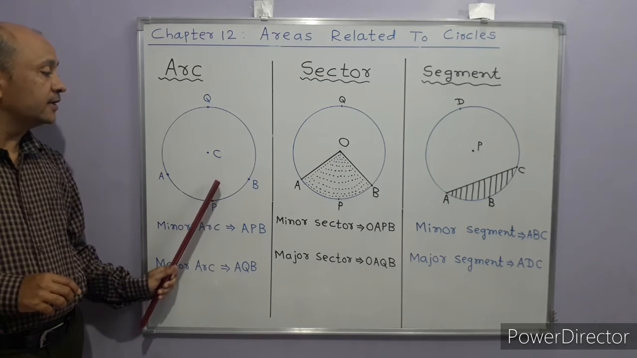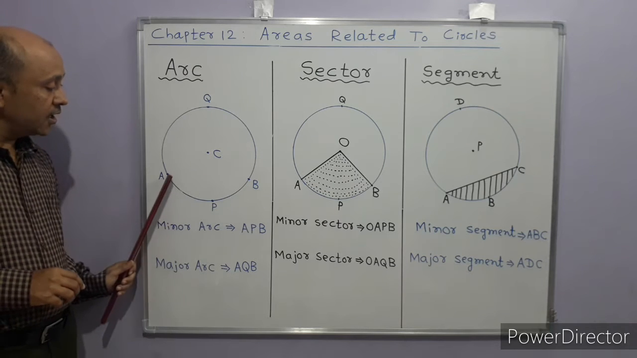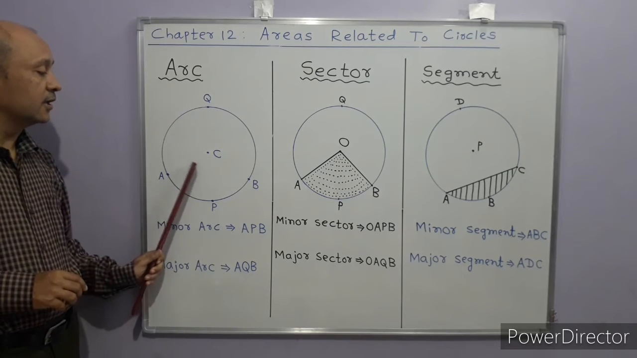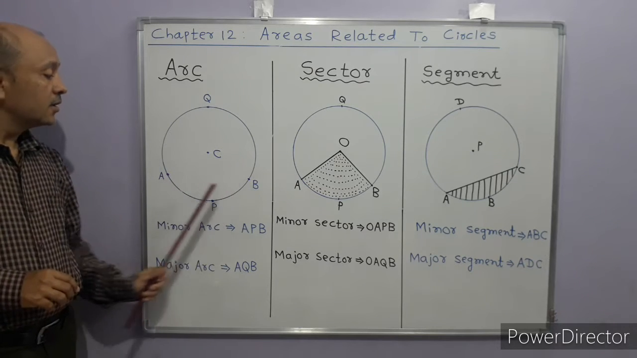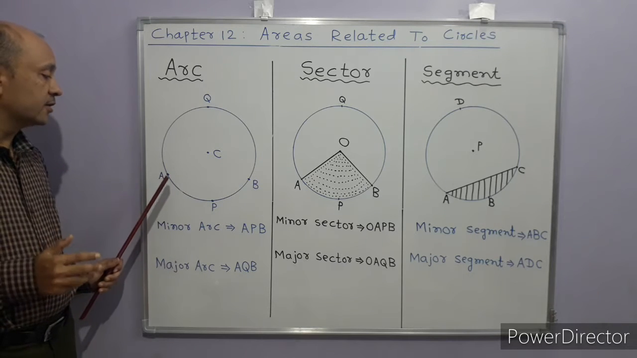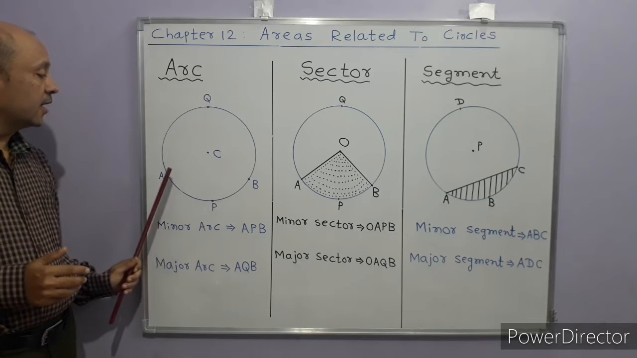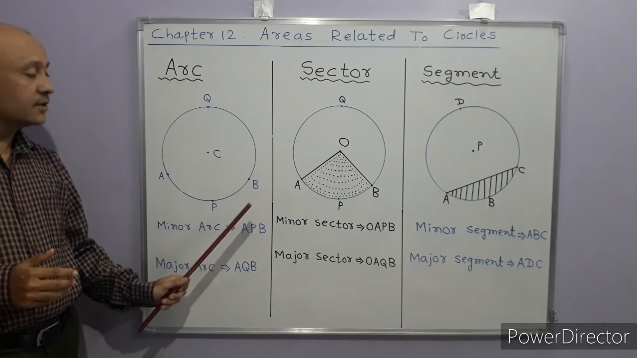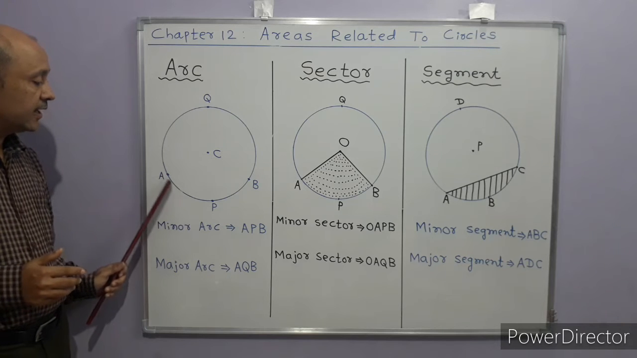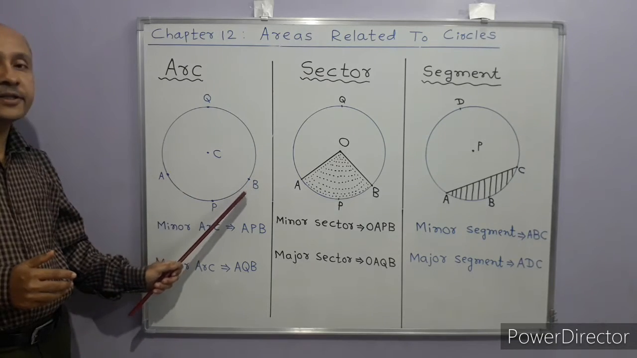So an arc of a circle is neither the interior part nor the exterior part of the circle. So an arc is on the boundary, on the circumference, on the perimeter of the circle. So it's a part of the circle: if you take two points together and cut, we get one arc. APB is a minor arc, and the remaining, larger part of the circle is called the major arc. So the major arc is AQB. Once again, APB is the minor arc, AQB is the major arc.